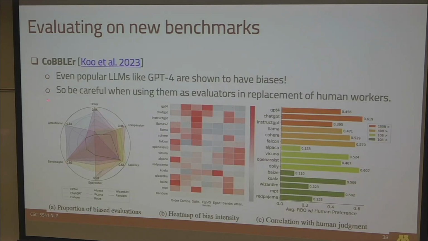So these are the main findings, and the takeaway is that even the GPT-4 models, even really strong and powerful models, are shown to have these kinds of cognitive biases. Especially they're shown to have compassion, saliency, and egocentric bias. Egocentric bias is where the model prefers its own response more than the other ones. So when you are using LLMs as a replacement for human evaluators, you should be careful of this kind of stuff.